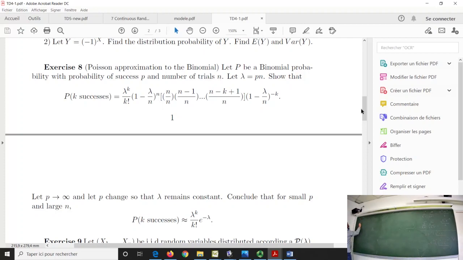My hypothesis is that x follows a binomial of parameter n, p. What is the probability that x is equal to k from the course? If you don't know, of course, you are not able to do the exercise. What is this? C(n,k) p^k (1 minus p)^(n minus k). I'm sure that you are able to read.